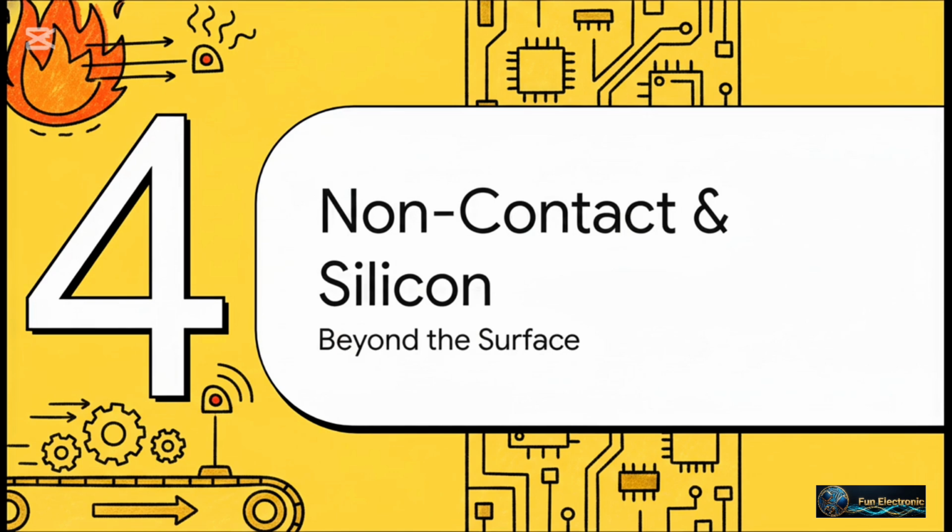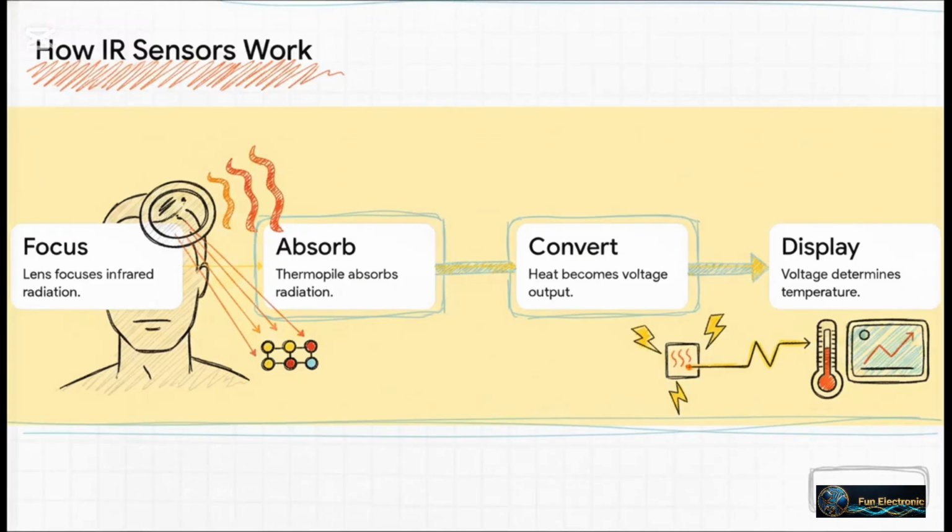But what happens if the object we need to measure is dangerously hot, moving quickly on a conveyor belt, or simply impossible to physically touch? That's where we look beyond the surface. For those impossible scenarios, we turn to infrared, or IR, thermometers.